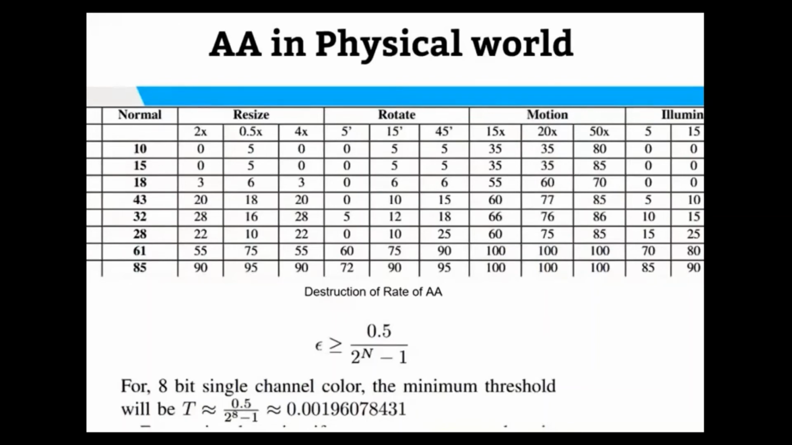From our mathematical analysis, we found that for 8-bit single channel color, the minimum noise has to be 0.0019, where n is the bit depth of the color. However, this experiment has a limitation, because we saw that printing on a different type of printer, which follows a different color format, gives different results.